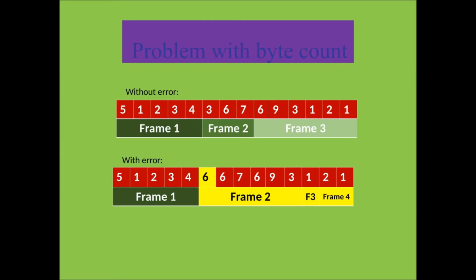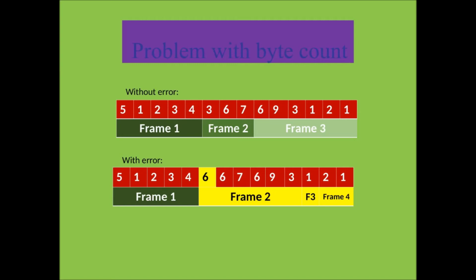Problem with byte count. There is a problem, which is error. If there is an error during data transmission, then the byte count will change. Let's suppose without error, in frame number 1, frame number 2, and frame number 3, as we have discussed, there are 5 bytes in frame number 1, 3 bytes in frame number 2, and 6 bytes in frame number 3.